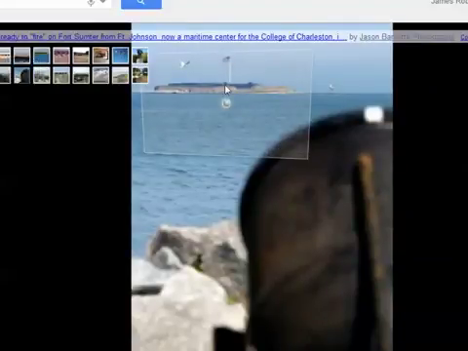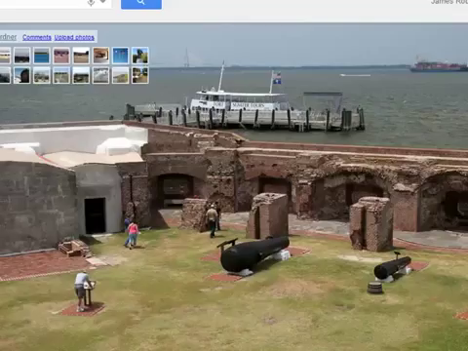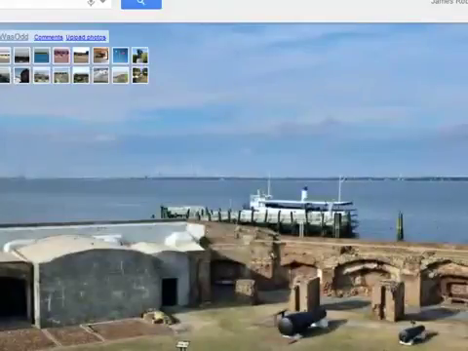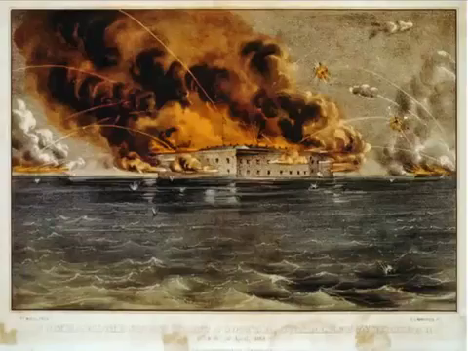Here's one showing Fort Sumter out here in Charleston Harbor. That's Fort Sumter. There's a good picture inside the fort. Just go to Google Images and check that out if you want to get a closer look at Fort Sumter.